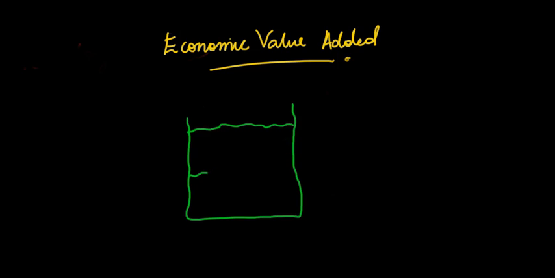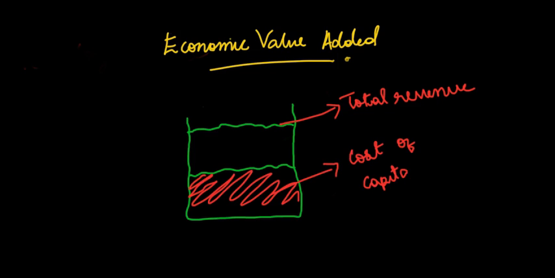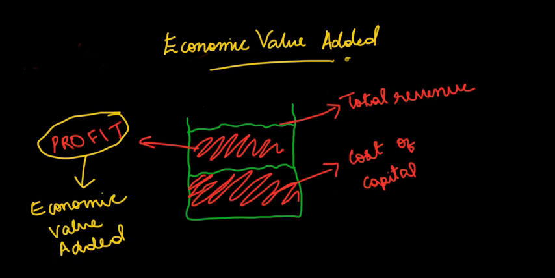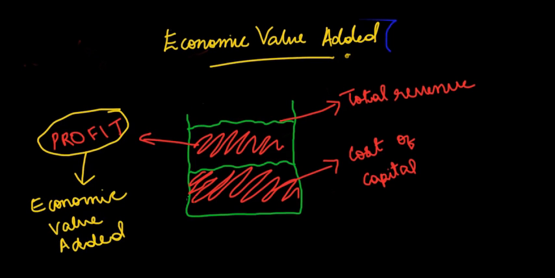Economic value added. What is that? Economic value added is termed as the profit created by a company in excess of the returns required by its investors. This notion was developed by a company called Stern Stewart and Company, and hence they hold the trademark of economic value added.